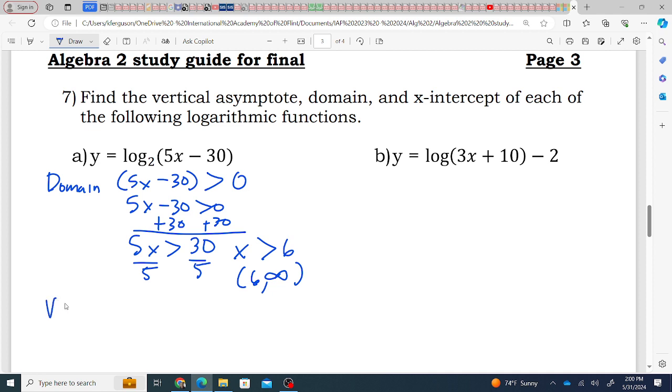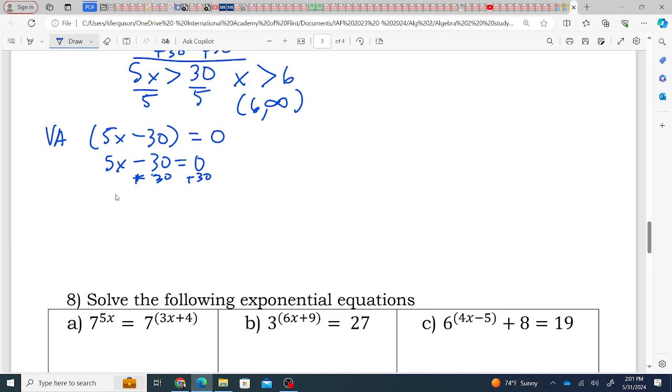And then we got the vertical asymptote. The vertical asymptote is you take the same part that's in parentheses, and now you set it equal to 0. So I've got 5x minus 30 equals 0. So I add 30 to both sides. And that's going to give me 5x equals 30. Then I'm going to divide by 5 on both sides, and I get x equals positive 6. So this is my vertical asymptote.